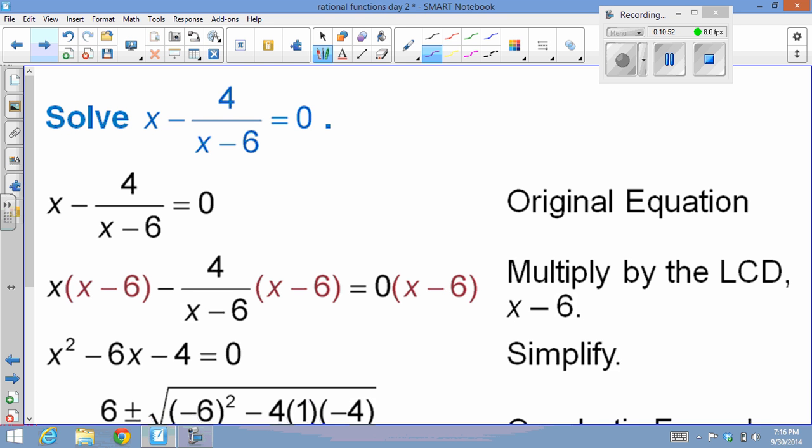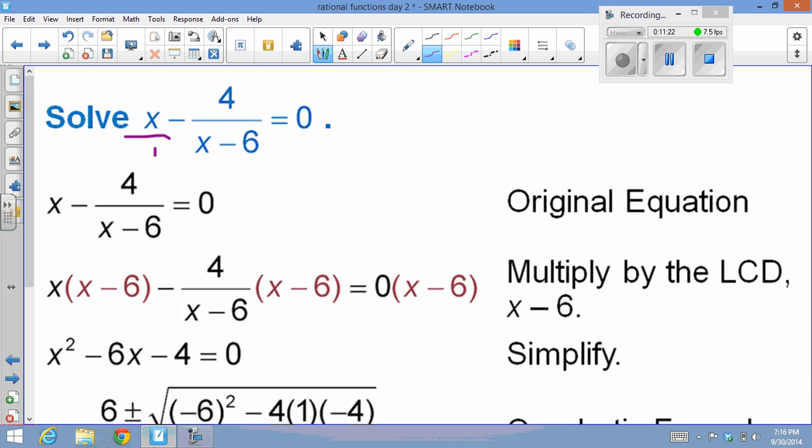What I would do instead is multiply the entire problem, which means each term. Remember, x is a term, the 4 over x minus 6 is a term, and the 0 is a term. You're going to multiply each term by the common denominator, and remember that's over 1. So the common denominator is x minus 6. If I multiply each term by x minus 6, notice the red, I would have x times x minus 6, plus 4 over x minus 6 times x minus 6, equals 0 times x minus 6.